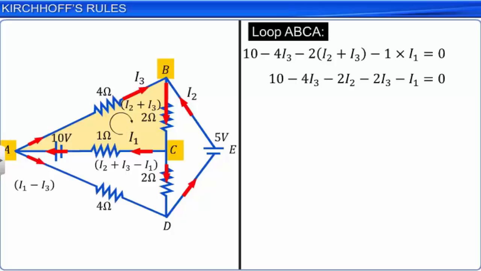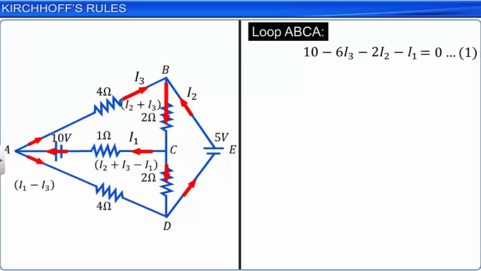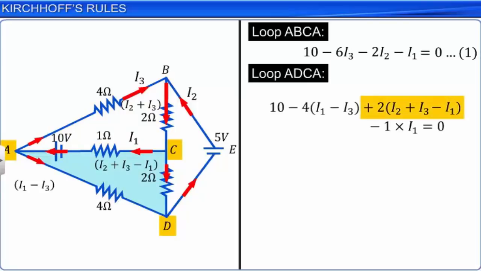Loop ADCA. Let us again start from the negative terminal of the 10-volt battery and walk through the loop in an anti-clockwise direction. Add the potential changes step by step and equate it to 0. Substituting the values of the potential changes across the resistors and that of the cell in the loop and simplifying, we get equation 2.